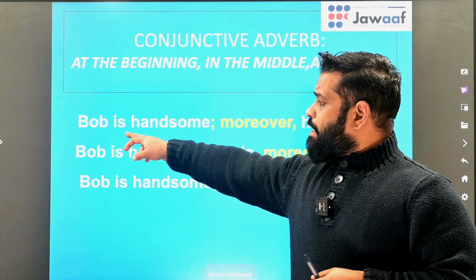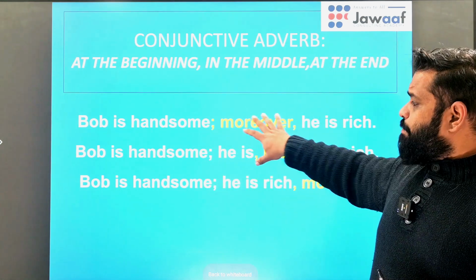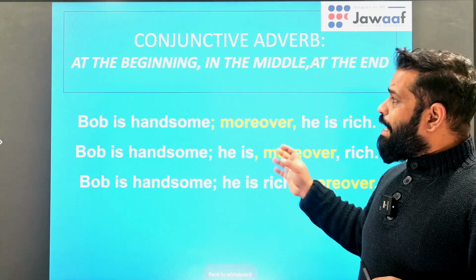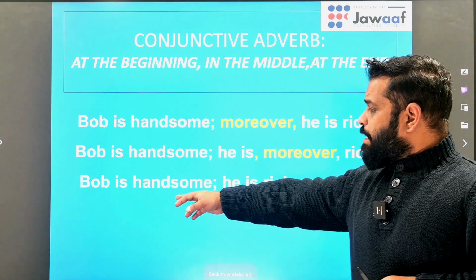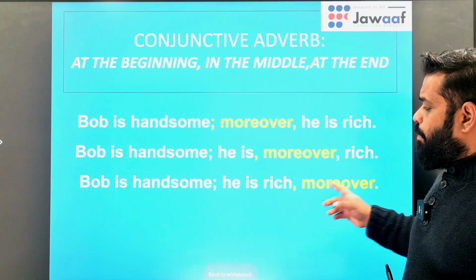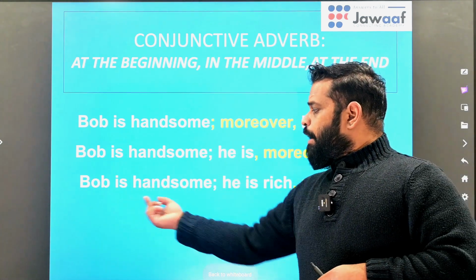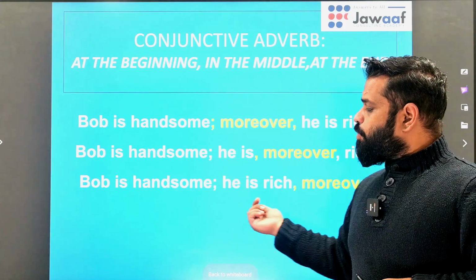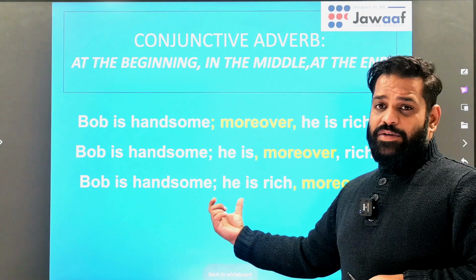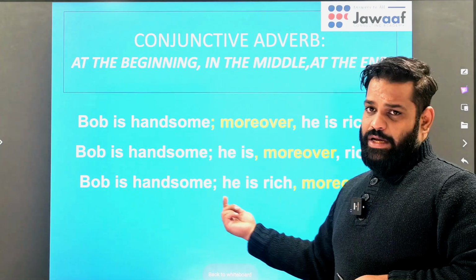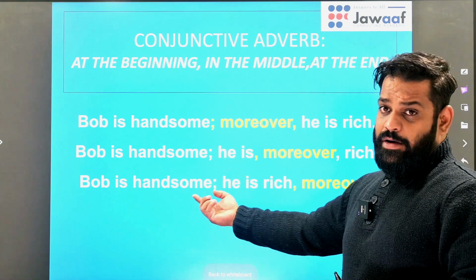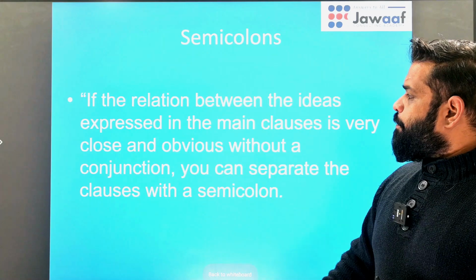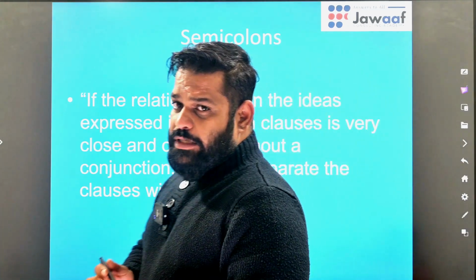Okay, now in this case it says Bob is handsome. In this case you can see it's in the middle. Bob is handsome. He is moreover rich. In this case again it's in the middle. Now in this case, Bob is handsome. He is rich, comma, moreover. Now if you notice over here, I've used a semicolon before the moreover because I've linked the two sentences because they are related to each other. The idea is related to this. So that's the reason I've used a semicolon to separate the two ideas, and moreover at the end of a sentence.